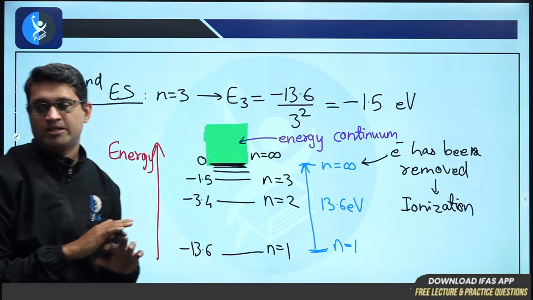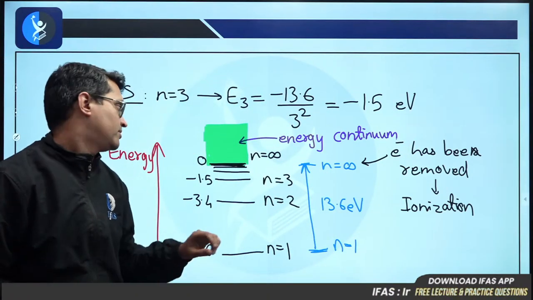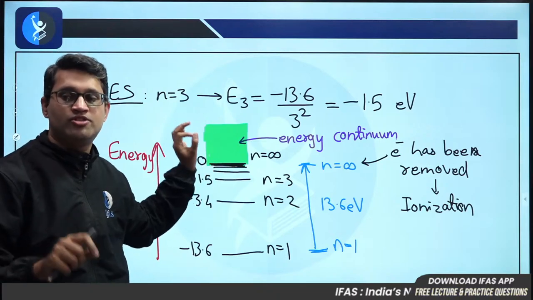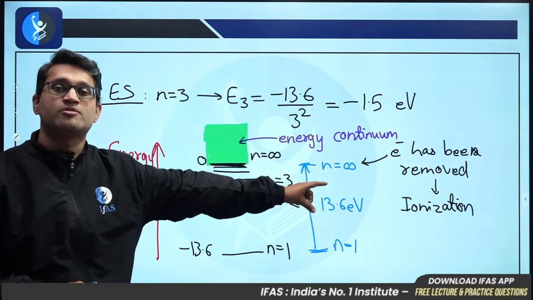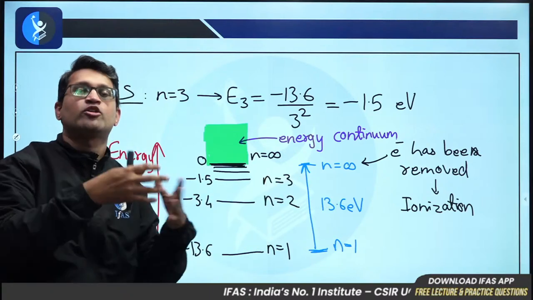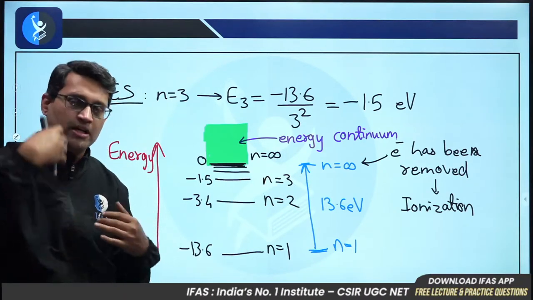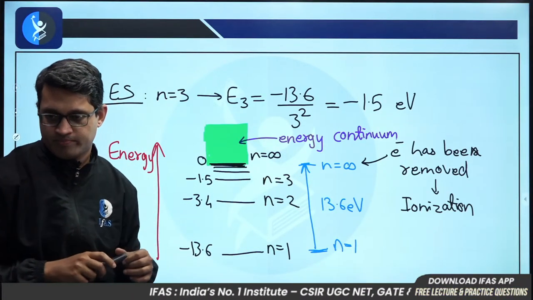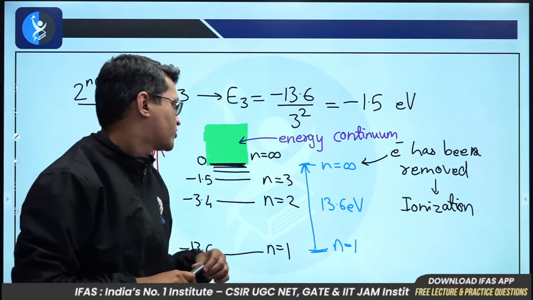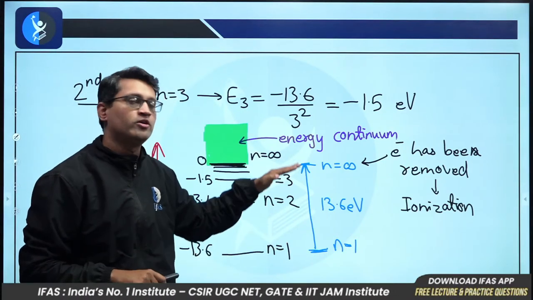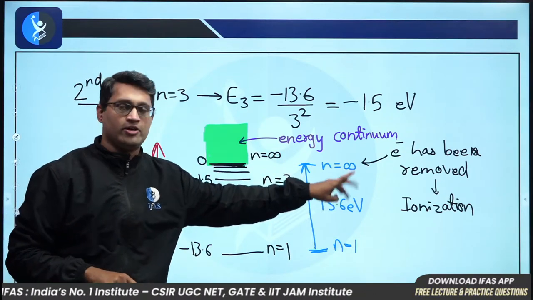Potential energy has been completely exhausted, and now what the electron has is just kinetic energy, because it has been removed from the atom. Now the electron is free to go wherever it wants to. Okay, is that clear to all of you? So going from n equal to 1 to n equal to infinity means ionization.